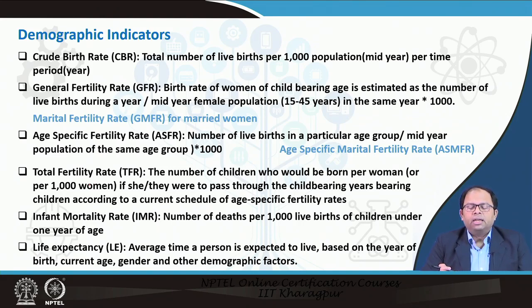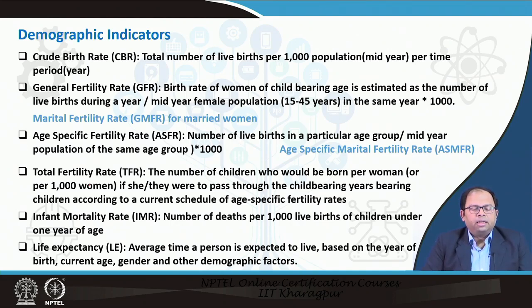So that we can... so total number of live births per 1,000 population per time period is the total number of live births around in the mid-year period.